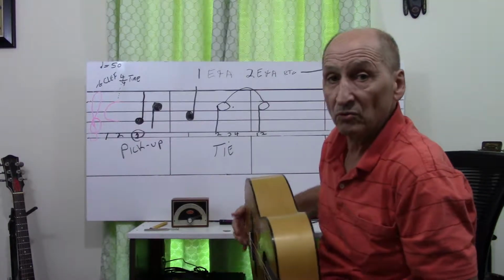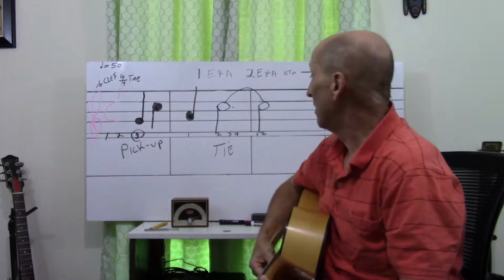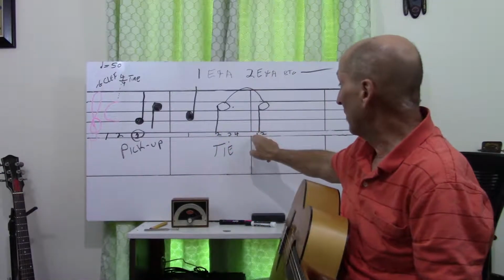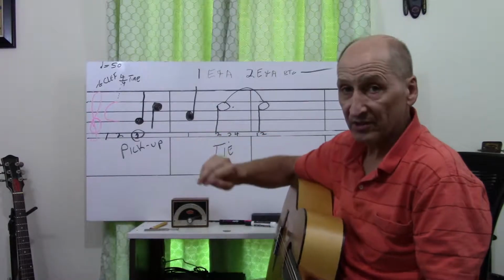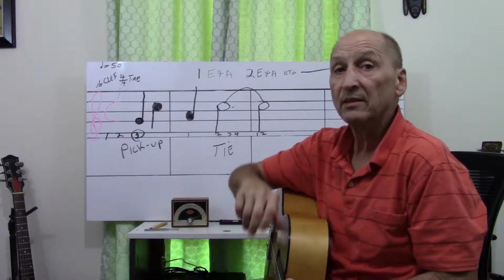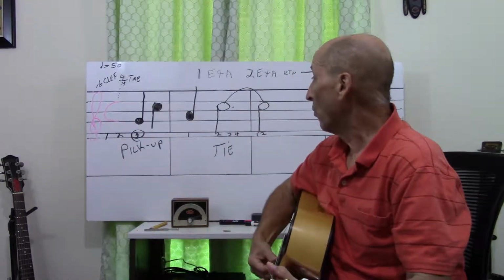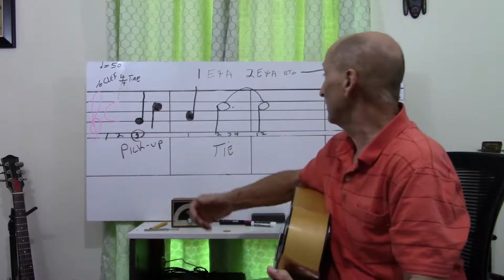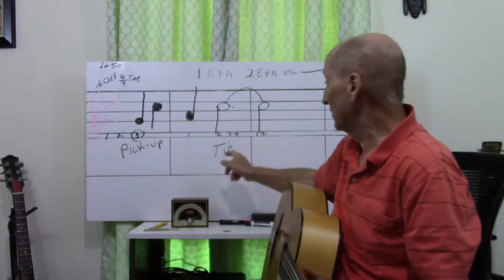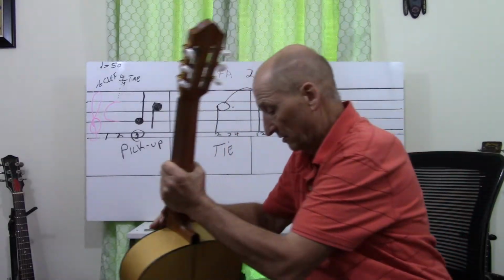Metronome. 1 Mississippi, 2 Mississippi, 3, 4. 1, 2, 3, 4. 1, 2. You see what I did? Let's do it one more time. 1, 2, 3, 4. 1, 2, 3, 4, 1, 2. So that's what's happening. We want that note to ring.